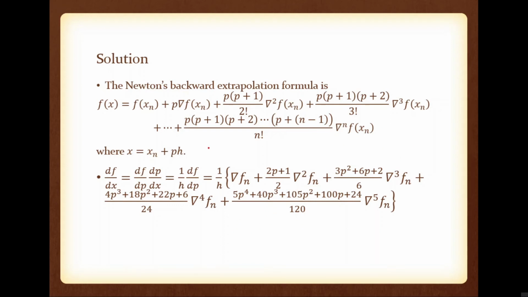Now moving to the next step, what is the point at which we are asked to find the differentiation? x equal to 6, or xp equal to 6. So what is p? p is equal to xp minus xn divided by h. Here we have a difference: if we were using Newton's forward extrapolation formula, this would be x0. Here we are using the backward extrapolation formula, so here it is xn. xn means the last point. So xp is 6, and the last given data is 6. So 6 minus 6 equal to 0. Okay, so p equal to 0 here.